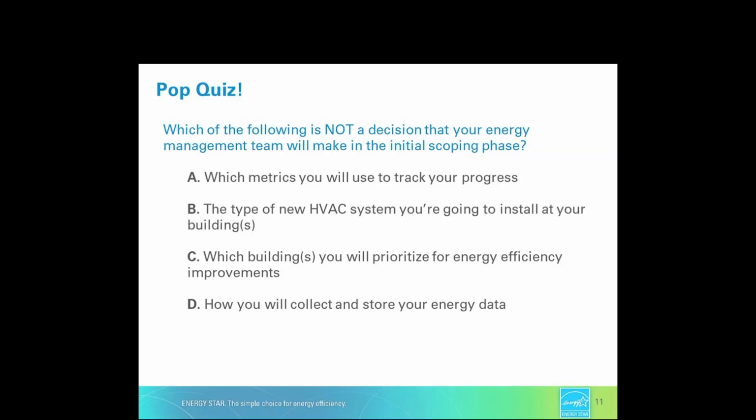A decision that an energy management team needs to make when they first start scoping their portfolio of buildings is: A, the metrics you choose to track your progress; B, the type of HVAC system you're going to install; C, the buildings that you'll target for your energy improvements; or D, how you will collect and store your data. Think on that for a moment while I grab a quick sip of water. So which of these is not a decision that your energy management team would make?